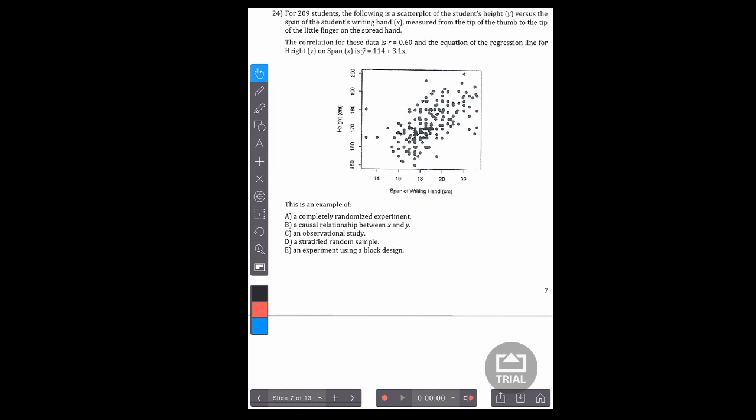Does the span of your writing hand cause your height? I see why you might be confused. We can never, from a correlation, imply a causal relationship. We can't imply that one causes the other just by looking at a scatter plot. There would have to be an experiment conducted to be able to speak about cause, or some measures taken to control for other factors that may be influencing student heights. So this is not a causal relationship. This is an example of an observational study.